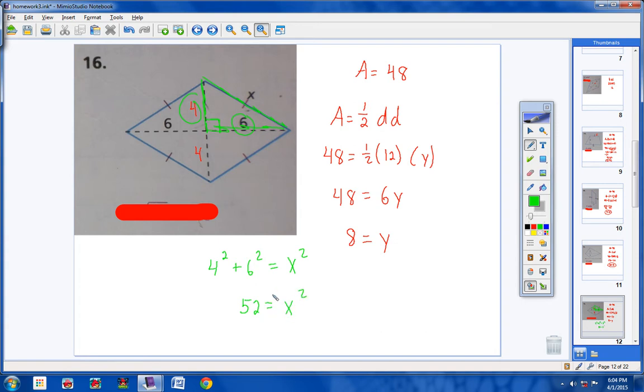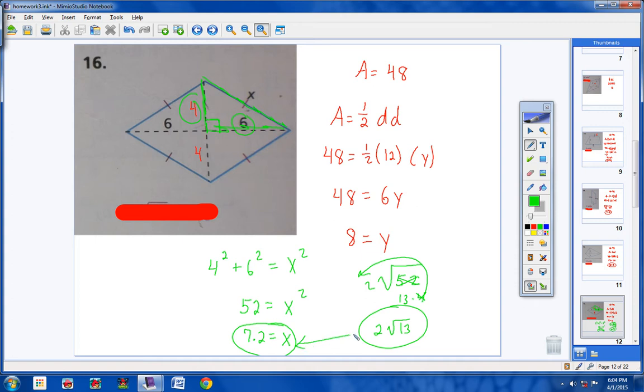Take the square root of both sides. The square root of 52 would be about 7.2. So one answer would be 7.2, which is totally acceptable. Or if you want to break down the square root of 52, what would that be? 4 times 13. So 52 is the same thing as 4 times 13. We know the square root of 4, so take the square root of 4 and put a 2 on the outside. So 2 square root of 13. Either one of these two answers right here would be acceptable.